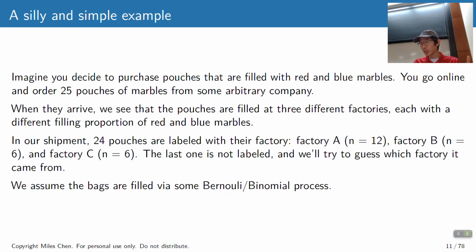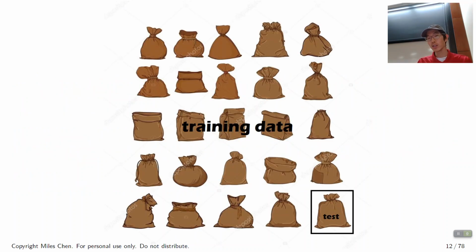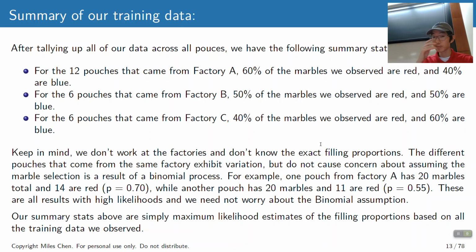We have 25 bags total. 24 are labeled, and that's going to be our training data, and we have 1 left over for our test case. Out of the 24 bags, half of them, 12, come from factory A, 6 come from factory B, and 6 come from factory C. That serves as our training data. And we're going to assume our bags are filled based on a binomial or Bernoulli process. Basically, each marble is randomly red or blue, and the probability that it's red or blue is constant throughout.